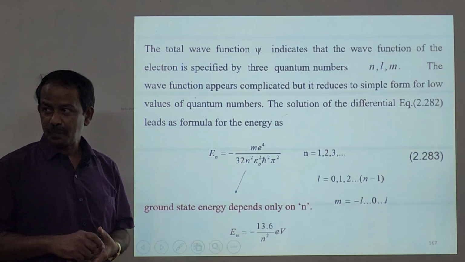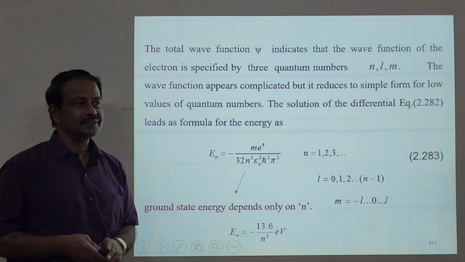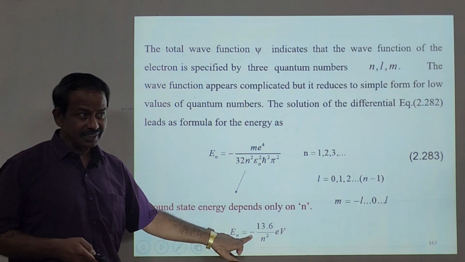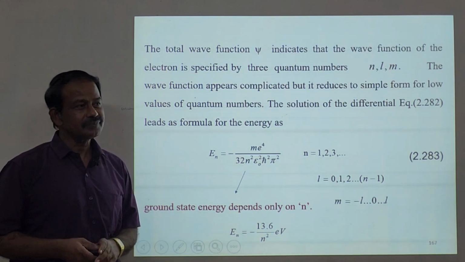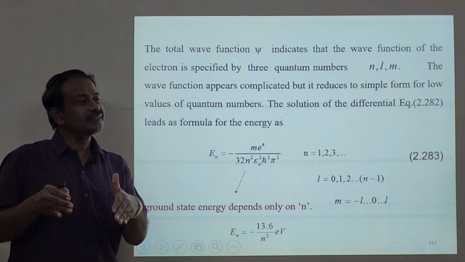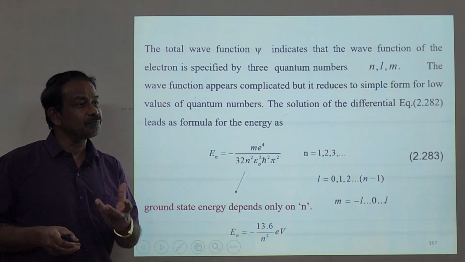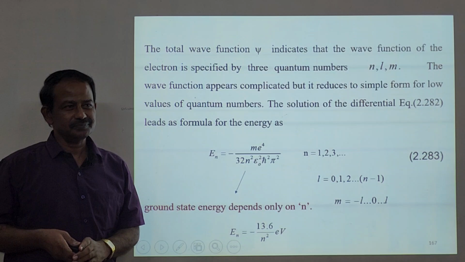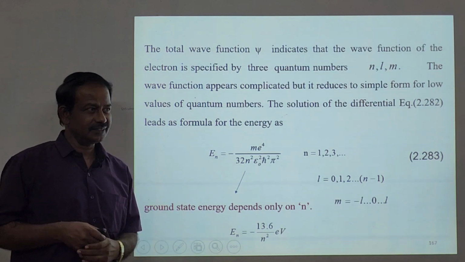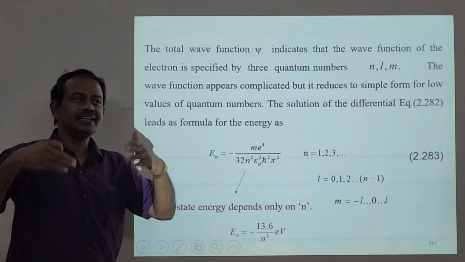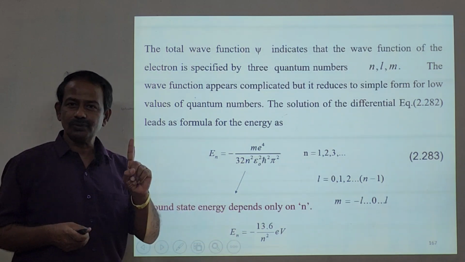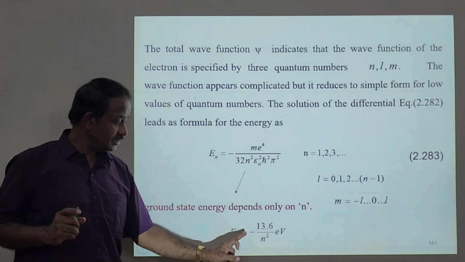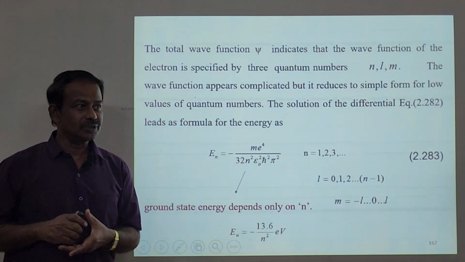So it depends on n. And the minus sign exists, correct? There's a minus sign. It means that the electron binds with the nucleus. It's a bound value. If it is plus, it is an unbound value. The minus sign exists as n goes to very, very high values.